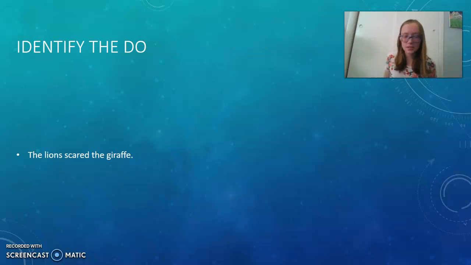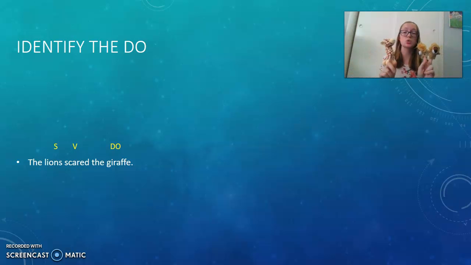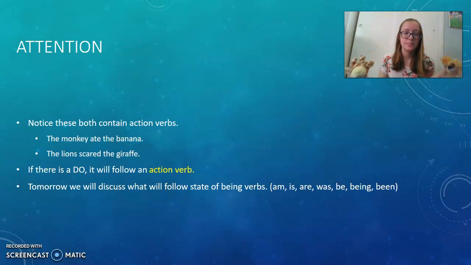The next one is: the lion scared the giraffe. The first thing you have to do is find the verb. Scared is the verb. They came up to the giraffe and they scared the giraffe away. So scared is the verb, and the lions were the ones doing the scaring. Lions scared whom or what? Lions scared the giraffe. So that makes giraffe the direct object.